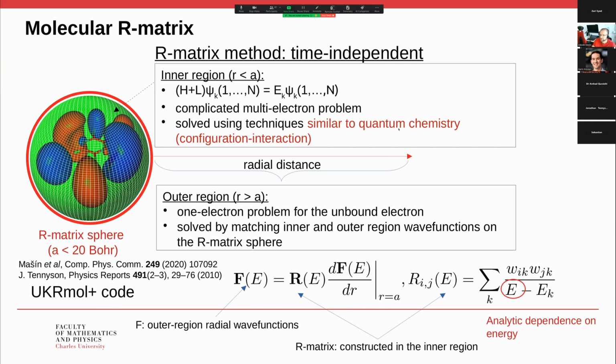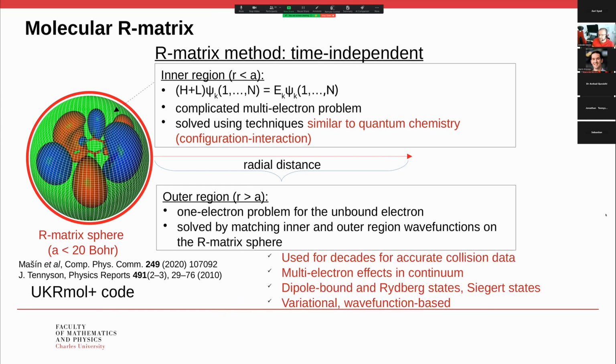Once we have solved this inner region problem, we can construct something that's called the R-matrix, hence the name R-matrix method, and that basically contains all the information about this complicated interaction that's taking place inside the sphere. Then we can match this information with the solution from the outer region. So this R-matrix provides us essentially with the logarithmic derivative of the wave function on the sphere.